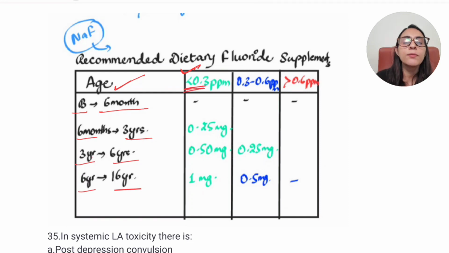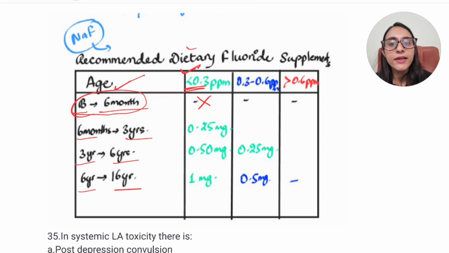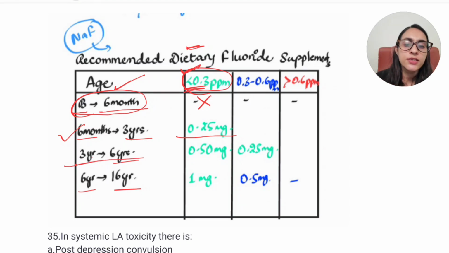If the fluoride is less than 0.3 ppm in the drinking water, community water, then from birth to 6 months, we need not give anything to the child. We need not give any dietary fluoride. If the area has drinking water fluoride of less than 0.3 ppm, and the child is 6 months to 3 years, then we can give a dietary supplement of 0.25 milligram. If the child is 3 to 6 years and the fluoride is less than 0.3 ppm, then we need to give 0.5 mg.